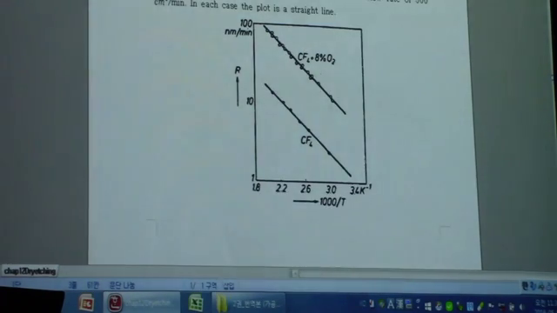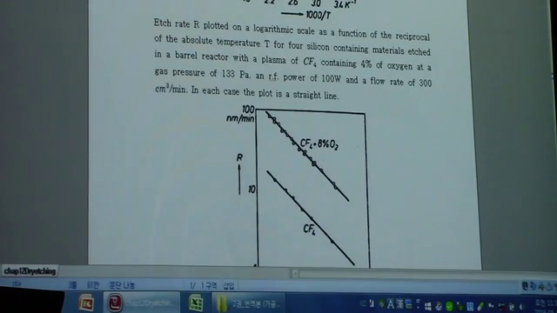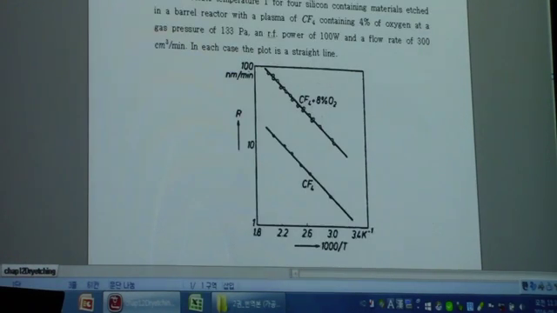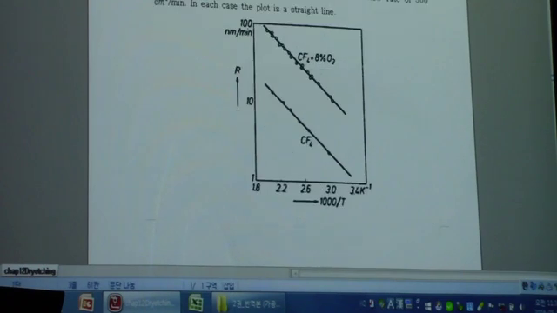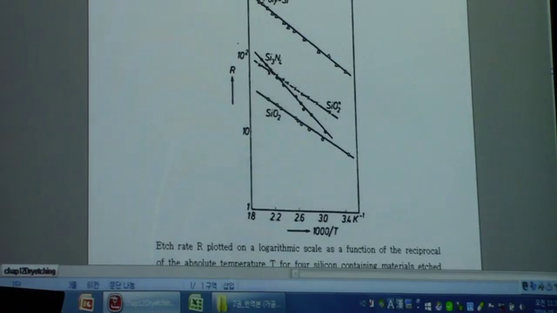This CF4 gas contains 4% of oxygen at a gas pressure of 133 Pascal. RF plasma power is 100 watt. Flow rate of fluorine gas is 300 centimeter cube per minute. And you can see the straight line here.